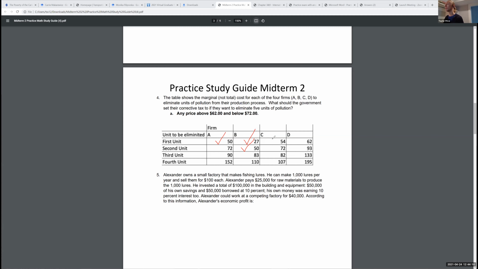So then the next cheapest is firm C to eliminate their first unit, which is 54. Then the final cost is firm D to eliminate their first unit, which is 62. So we're now at the 5 units of pollution eliminated. So we know that the price to eliminate 5 units of pollution has to be above 62 or below 72, which is the next cheapest unit of pollution to eliminate.